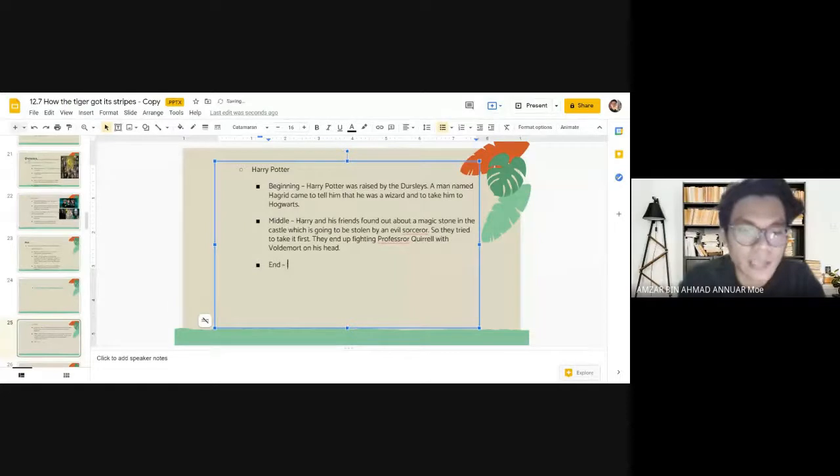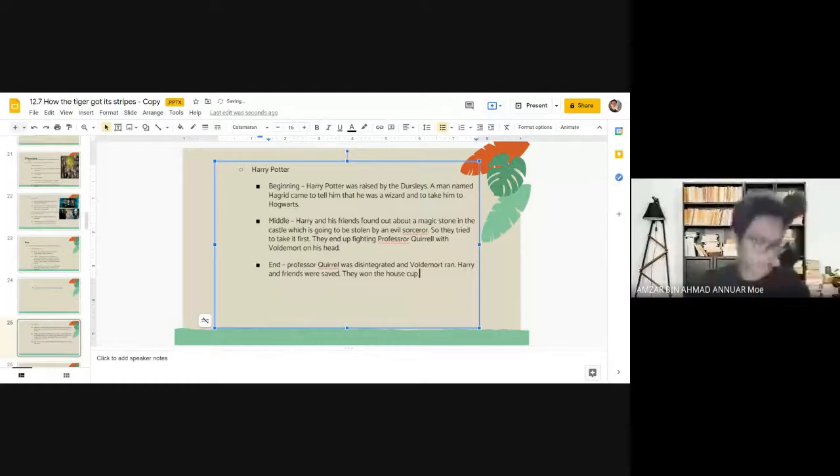At the end, Quirrell was disintegrated. Dia hancur. And Voldemort ran. Harry and friends were safe. They won the House Cup. Okay? Ini dia punya end.